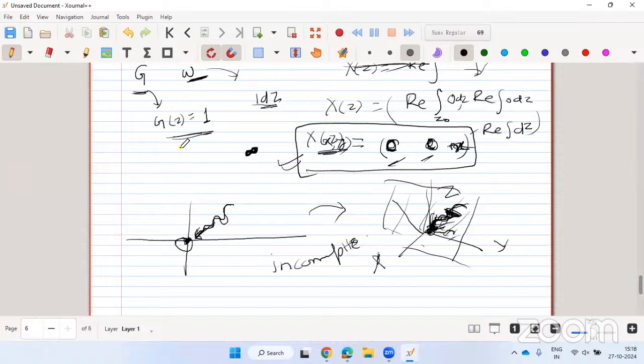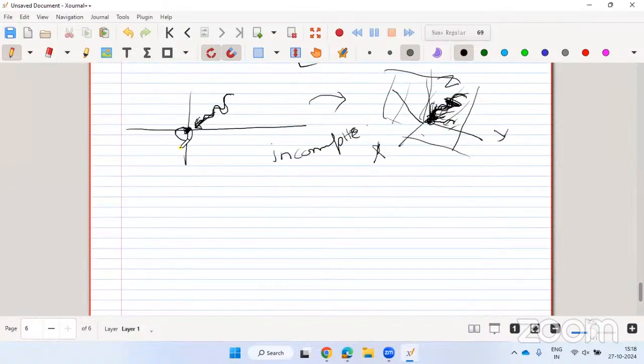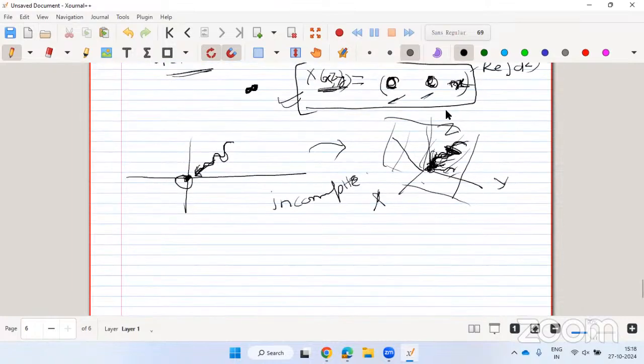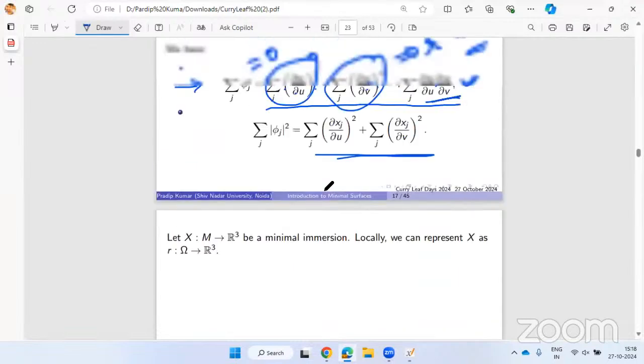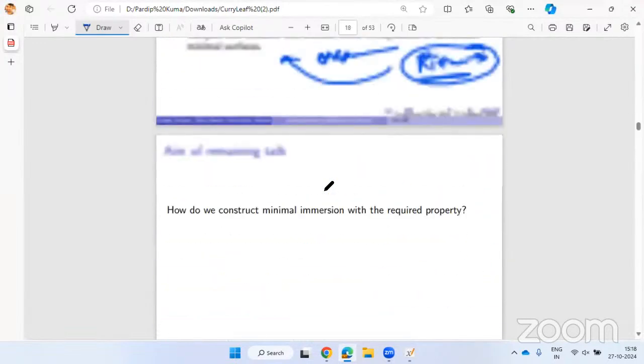So what I'm trying to say is, mathematically, it is very easy to say that the divergent path, the length of the divergent path, is infinite. So then we say that it is a complete minimal immersion. So though we got something, we did not get a complete minimal immersion. So let us come back to this thing.